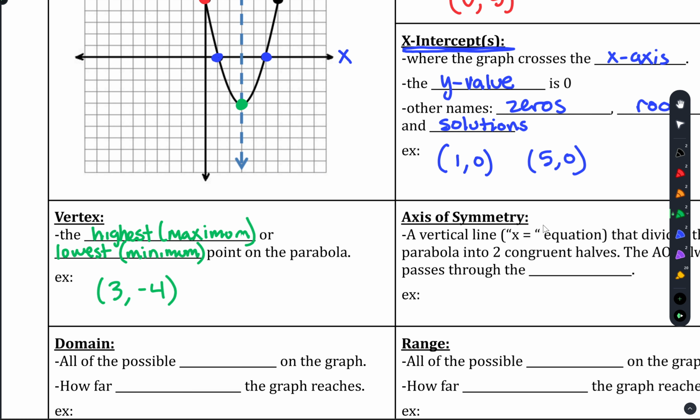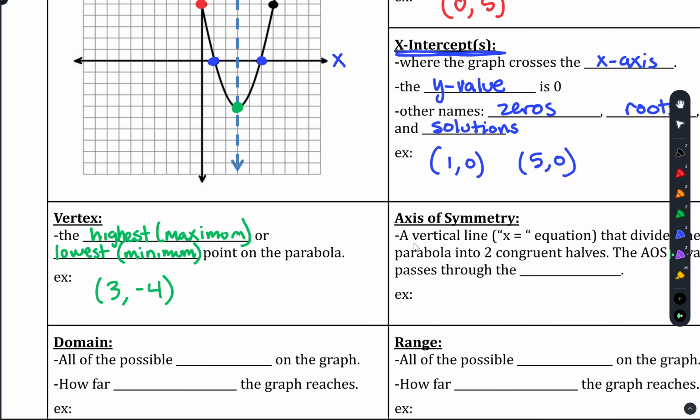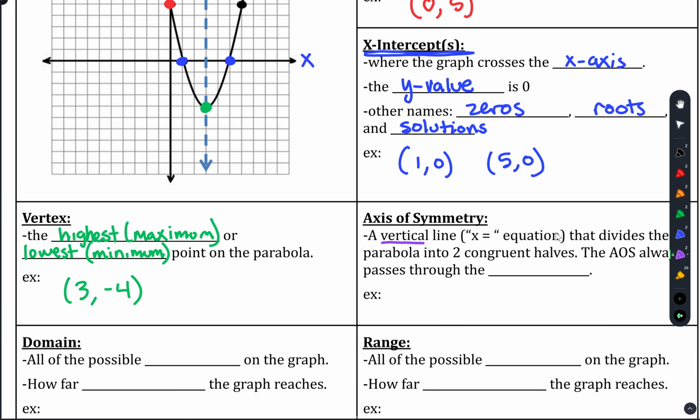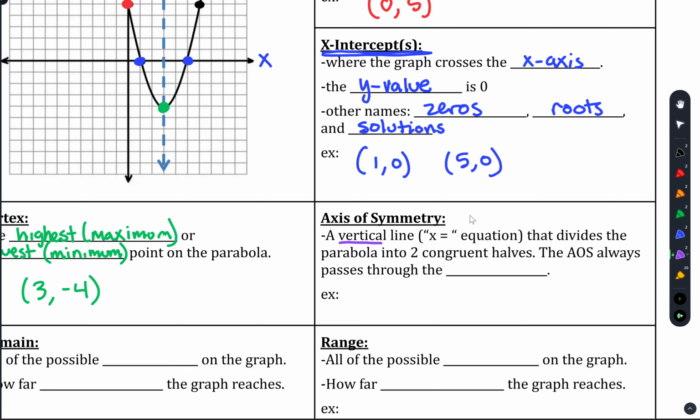The next one is called the axis of symmetry. The axis of symmetry is a vertical line. Do we remember? We did these acronyms once before. VUX was our acronym for vertical lines. Vertical line, undefined slope, x equals. So our equation will always look like x equals. And a vertical line is going up and down this way.